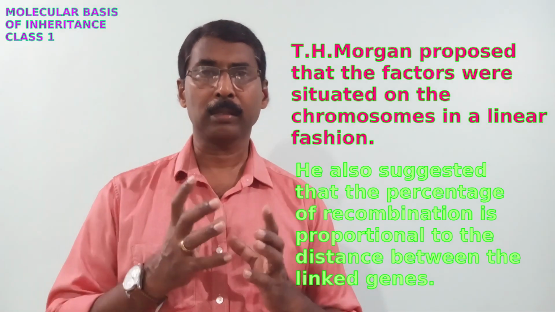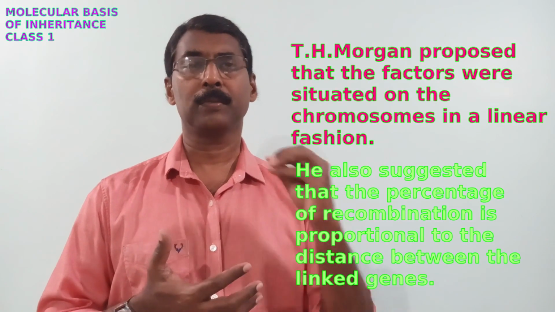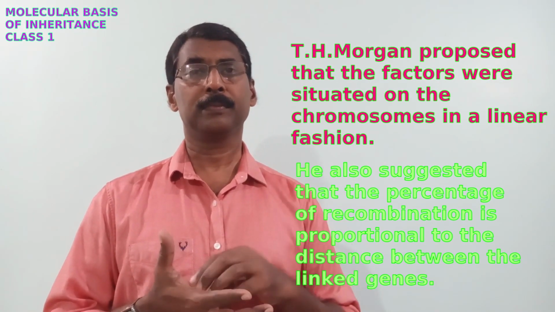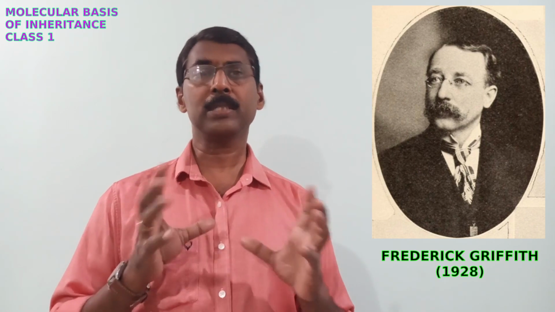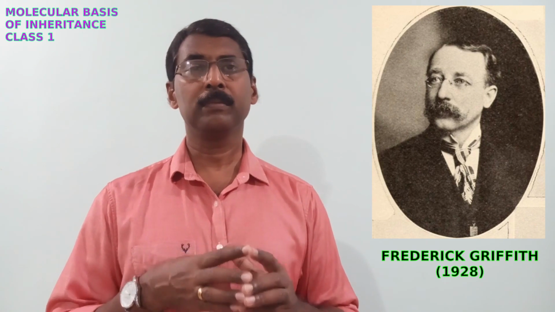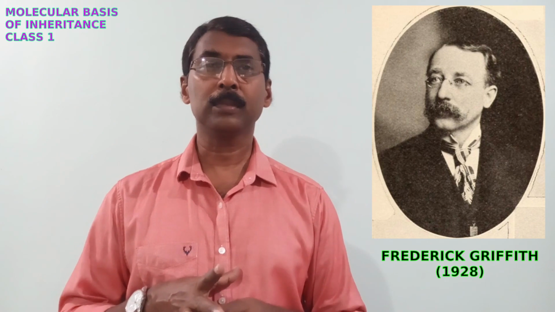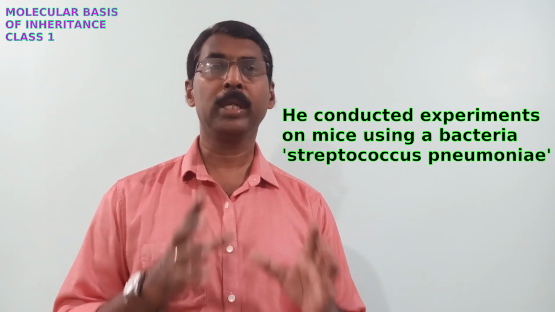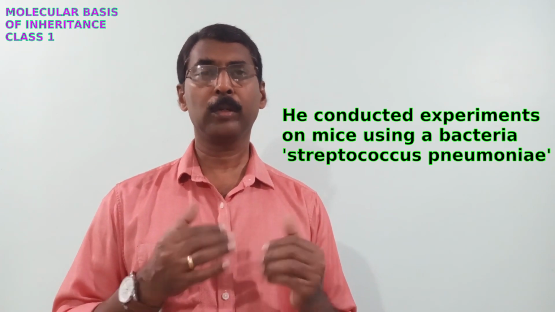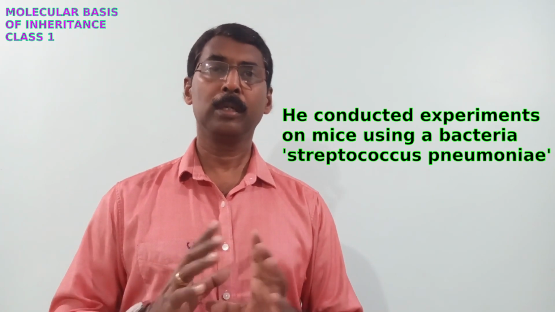Even then, it was not clear to scientists what actually this material is. So the research went on in search of the genetic material. And in 1928, a scientist called Frederick Griffith conducted a very fascinating experiment on mice using a bacterium called Streptococcus pneumoniae. You know what Streptococcus pneumoniae are? These are bacteria which cause pneumonia in vertebrates, including human beings.